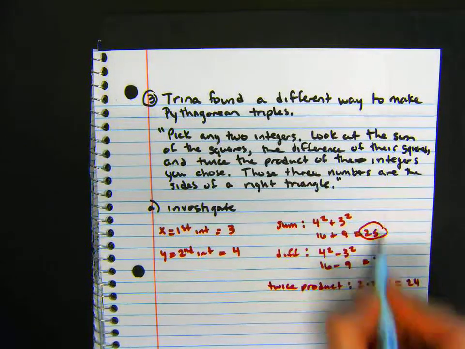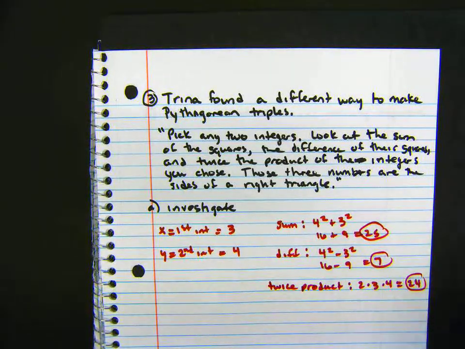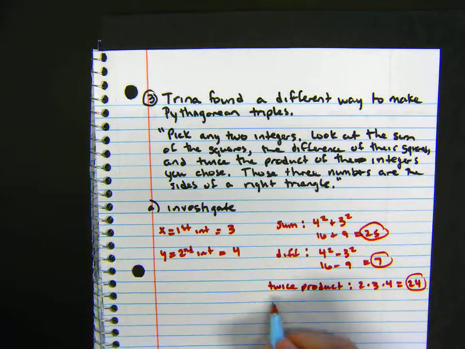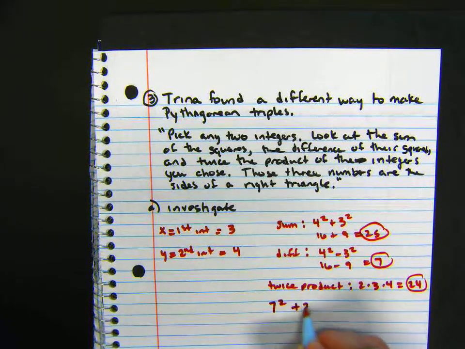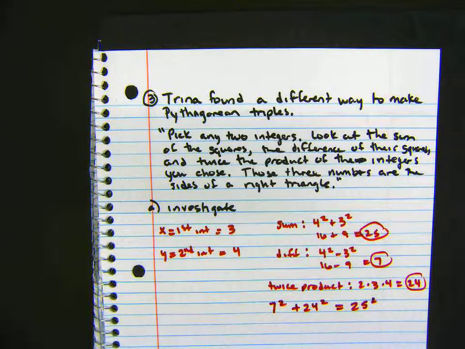And so these are the three results that we got. And it says those three numbers are the sides of a right triangle. And in fact, we would check that by doing 7 squared plus 24 squared, and we would find out that it does equal 25 squared. Okay, so they're supposed to investigate that by doing 3 different pairs of integers.